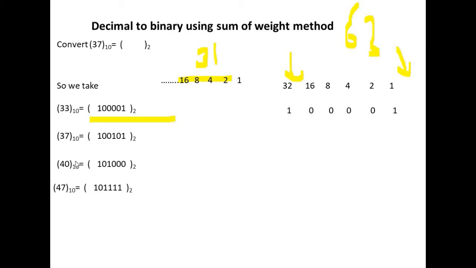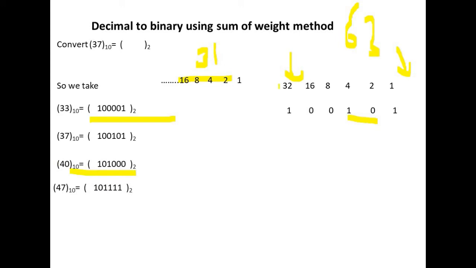Now come to 37. For 37 we require 32 plus 5. So 32, then 4 and 1. These 3 digits will be required. So here we see 32 plus 4, 36 and plus 1, 37. So the binary equivalent of 37 is given as 100101. That is 100101.